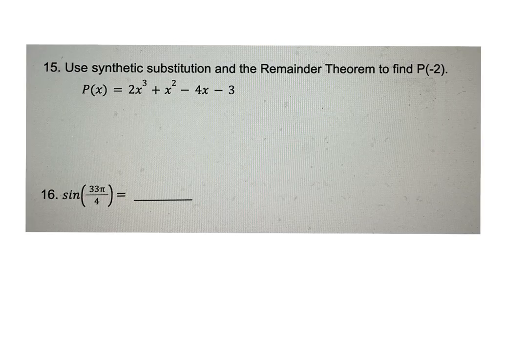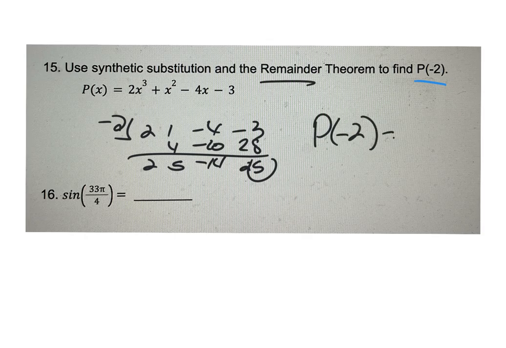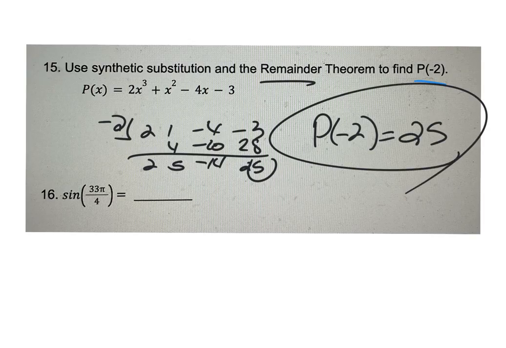One more slide. Okay, use synthetic substitution to find p of -2. If they give you the number, if they give you the -2, put the -2 in the box. Let's do our synthetic here. 2, that's going to be 4, that's 5, -10, -14, that's 28, that's 25. Now, remember, it's called the remainder at the end because the answer is the remainder. You write your answer like this: P of -2 is whatever the remainder is, which is 25, and you got it.